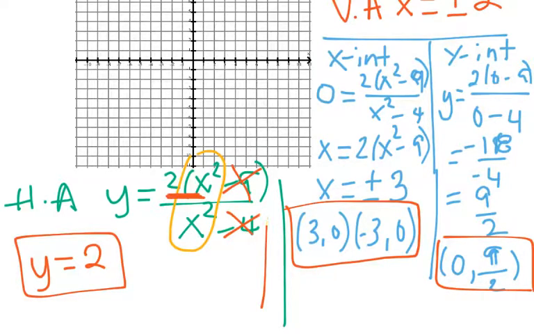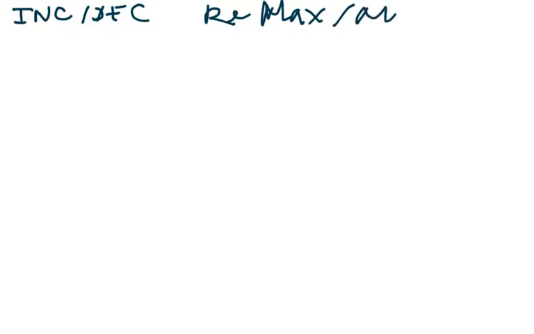sorry about that, I'm going to turn to the next screen. So we will look at the first derivative first. We want to determine if it's increasing or decreasing, and relative max or relative min. So we're going to use the first derivative. Okay, so I'm taking the derivative of this one.